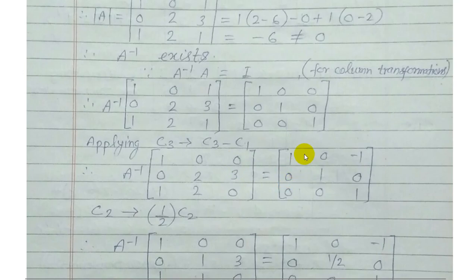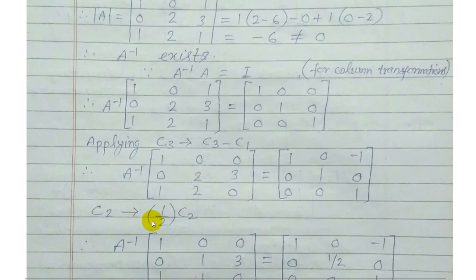Same operation in the right hand side: 1, 0, 0. First column will have no change, second column will have no change. But here 0 minus 1 becomes minus 1, 0 minus 0 becomes 0, 1 minus 0 becomes 1. After that, according to the rule, here 0, 1, 0. It is already 0, so you have to convert this element as 1. So how will you make it as 1?